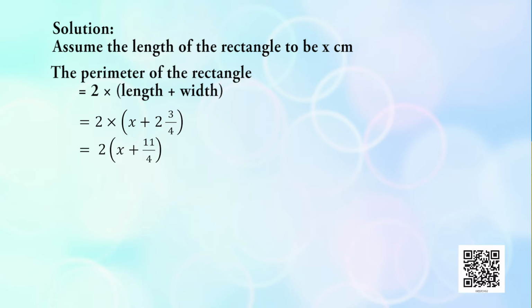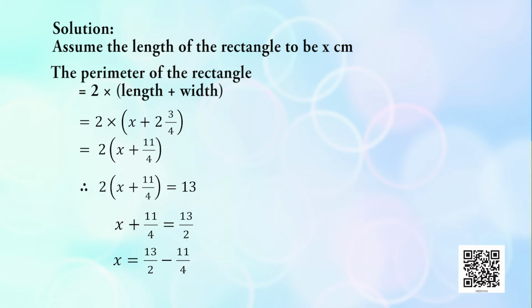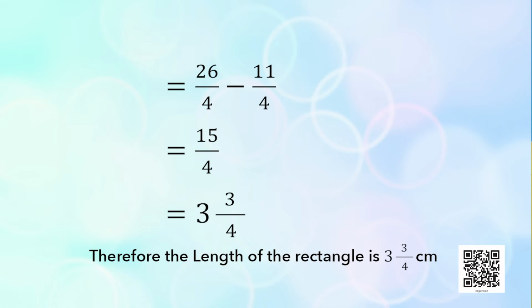We get 2 times x plus 11 by 4 is equal to 13. So, if you cross multiply 2, it becomes x plus 11 by 4 is equal to 13 by 2. If you transpose 11 by 4 to the RHS, it becomes x is equal to 13 by 2 minus 11 by 4. If you subtract these two, you will get 15 by 4, that can be written as 3 3 by 4. Therefore, the length of the rectangle is 3 3 by 4 centimeter.